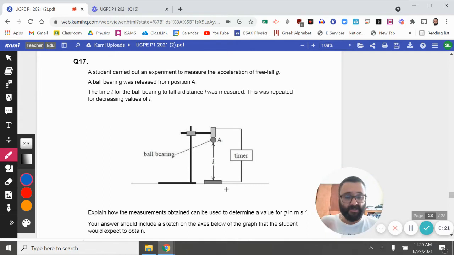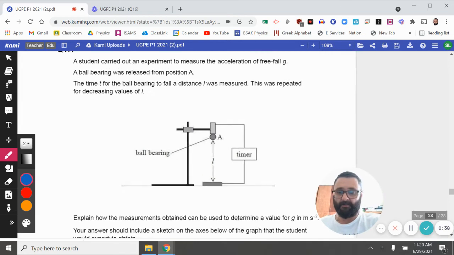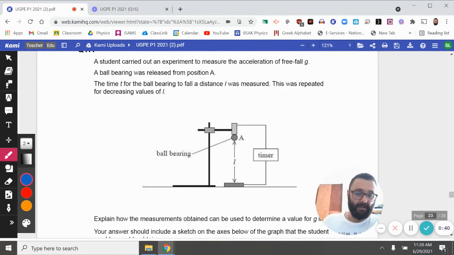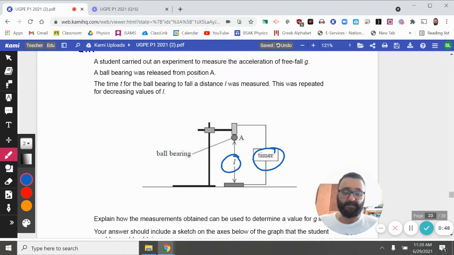17 is the measuring g practical. Now, we've all done this in class, or we've done it at home, or we certainly watch videos, and you should know the different ways of measuring g, because I think we looked at about 2 or 3 different methods. Right. Well, with this method, we've got a timer, and it drops to a height h. So we've got the distance it falls through and the time it takes.